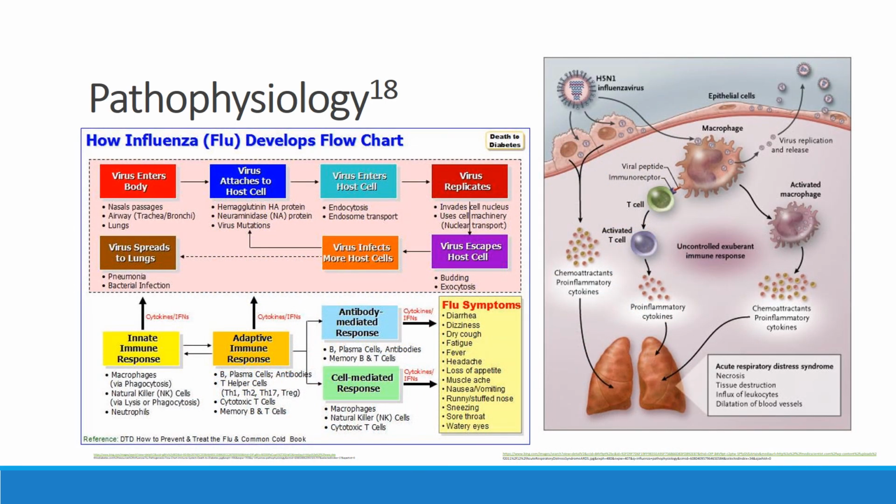Here's another couple of helpful images. This first one is a flow chart that demonstrates a little bit what I just said. And then the next one shows a little bit of the inflammatory process.